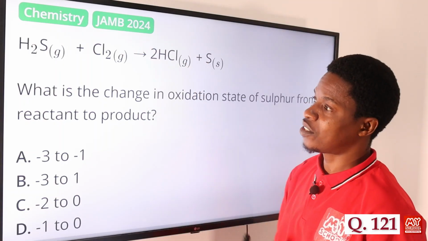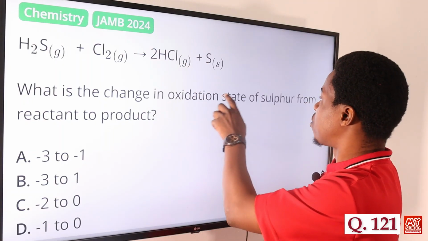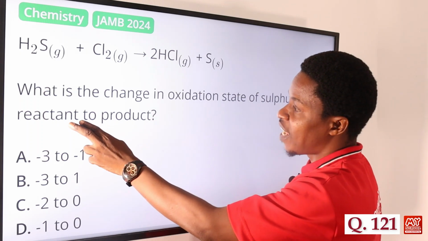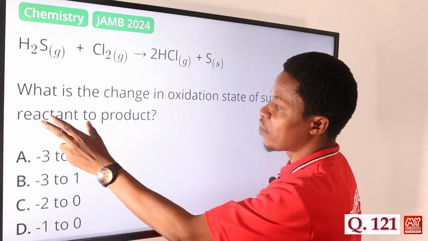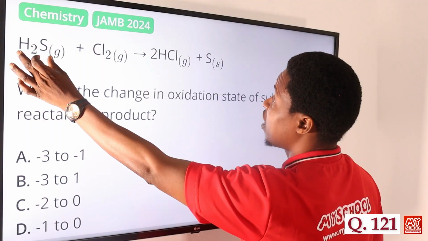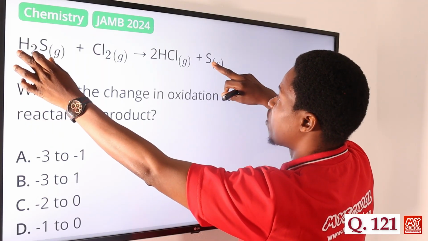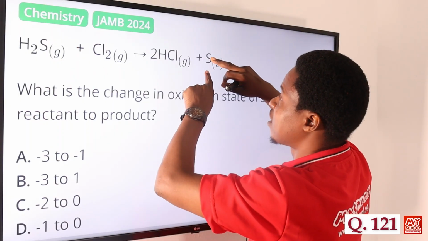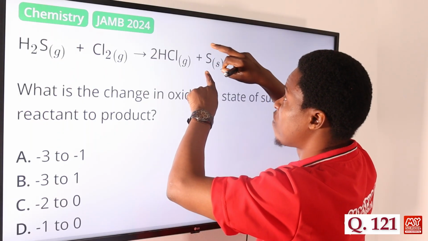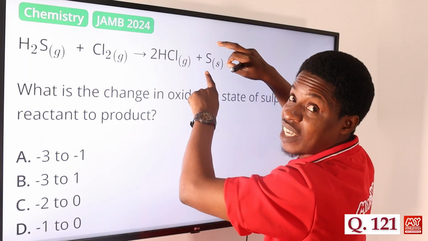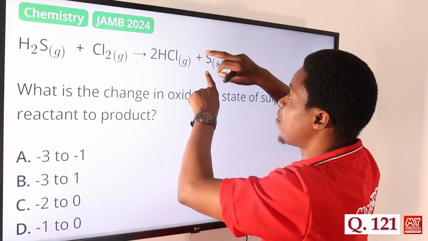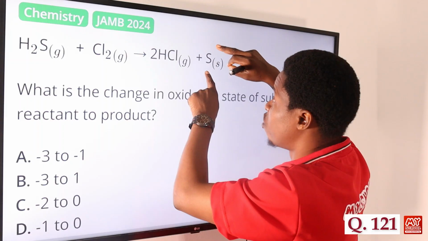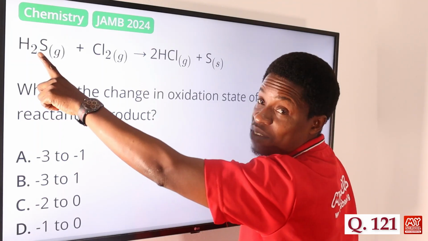Plus sulfur. Okay, so what is the change in oxidation state of sulfur from reactant to product? Sulfur from reactant, so we look at what sulfur is here. This is where we have sulfur, then we have sulfur here. So we want to calculate the oxidation state from this to this. Already this is 0, because the oxidation state of an atom of an element in the free state is 0. So we know this one as 0. So what we want to do now is to calculate for this one.